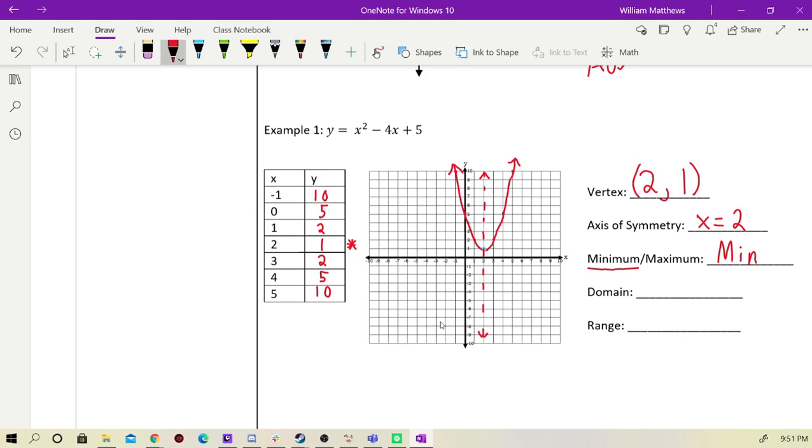Now, because we are dealing with continuous functions, that's what this quadratic is. There is no limit on our x values. We can use all real numbers for our domain, but our range is limited. Starting from left to right, we go down until we reach a value of 1. So we know that the lowest value that this can be is 1. And it increases forever.